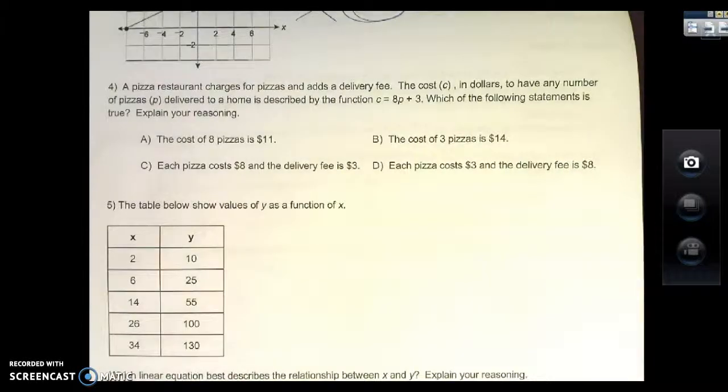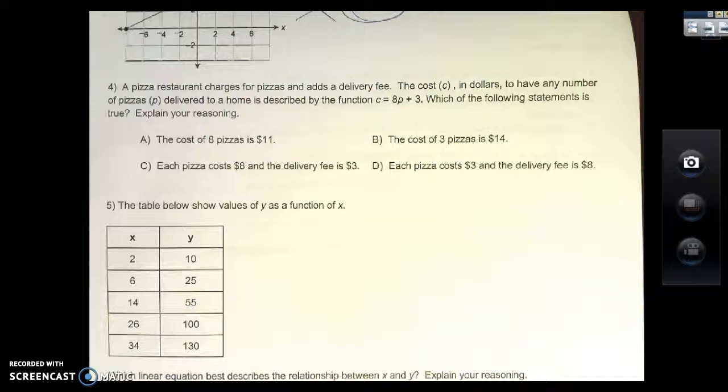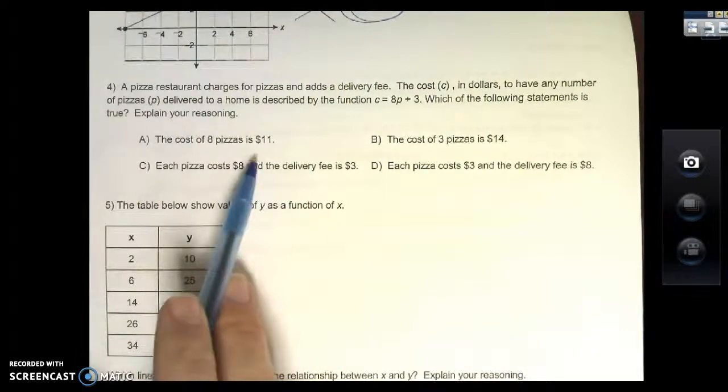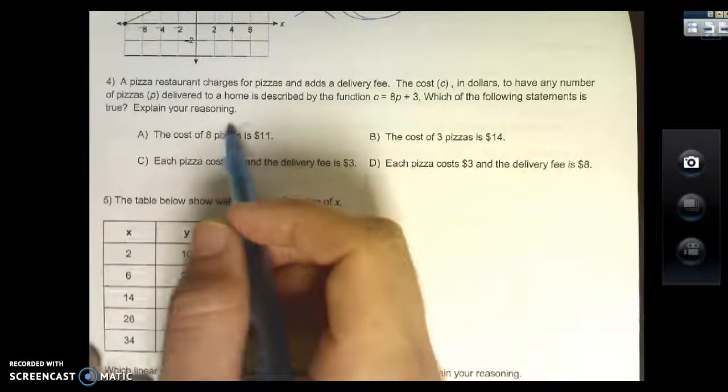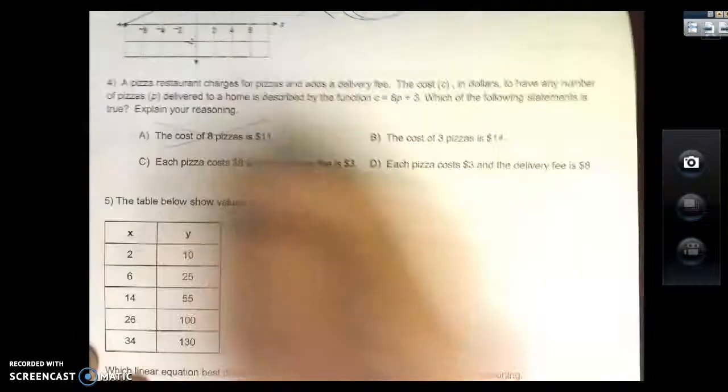Number 4, a pizza restaurant charges for pizzas and adds a delivery fee. The cost C in dollars to have any number of pizzas P delivered to a home is described by a function C equals 8P plus 3. Which of the following statements is true? Explain your reasoning. The cost of 8 pizzas is $11. This makes 0 sense. I wish that was true because I'd be eating pizza every day, but it doesn't make any sense.